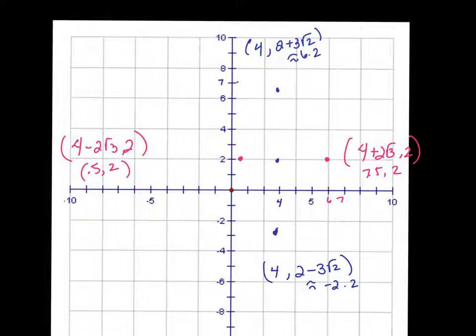I've already listed the foci. I don't actually have to draw those in. I can, but my graph of the ellipse will be about like this, and the two foci would be in the middle around there.